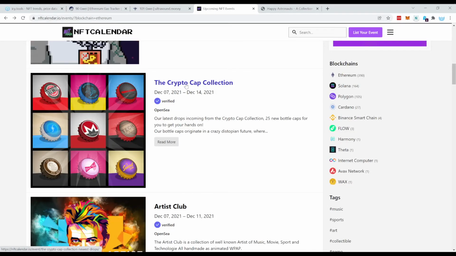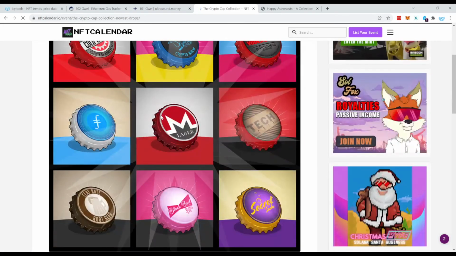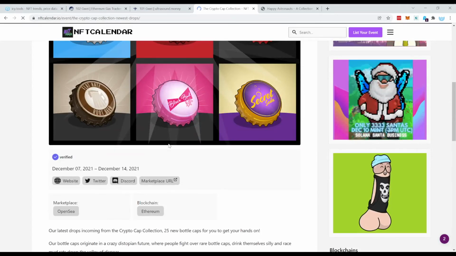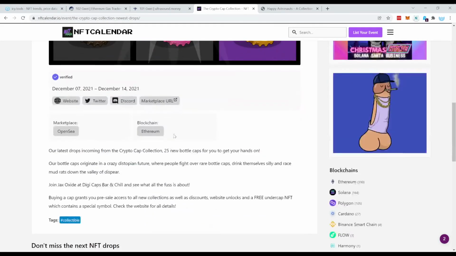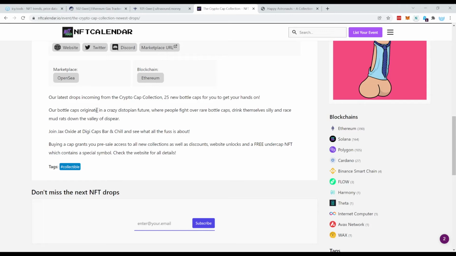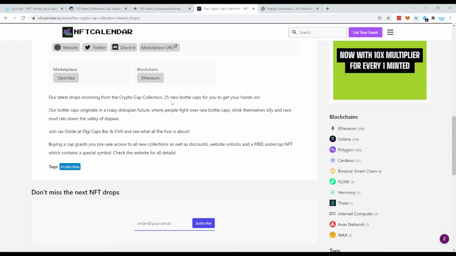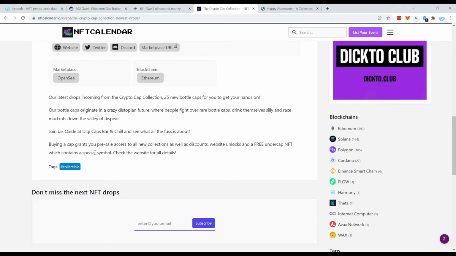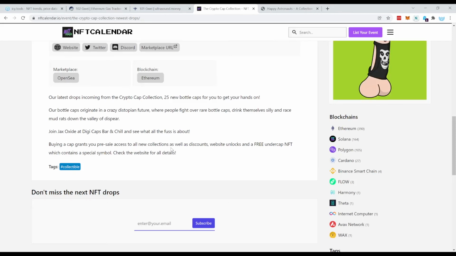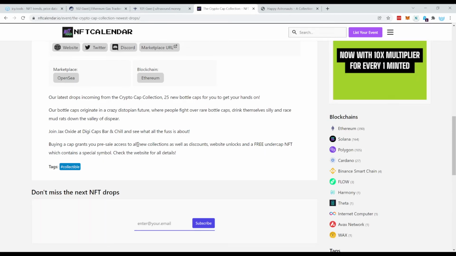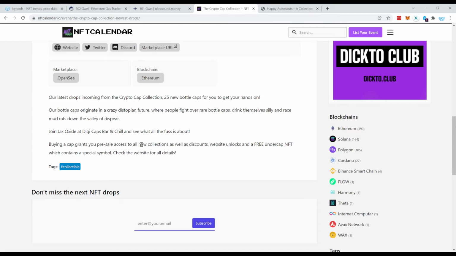Now here we have another one, the Crypto Cap collection. Let's have a look at this one. It says verified, which is, I mean, don't give too much about that. It's pretty much, you know, you pay something and you get verified. Our latest drop incoming from the Crypto Cap collection, blah, blah, blah. Okay, grants you pre-sale access to all new collections as well as discounts, website unlocks, and free uncapped NFTs, which contains a special symbol. So now you see, that's a perfect example for something I wouldn't buy.